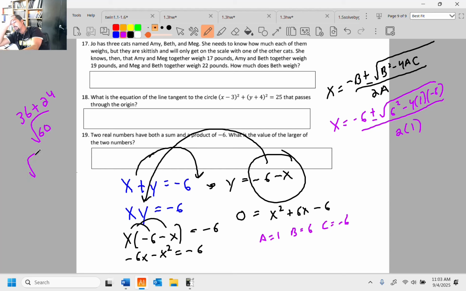So I want you to go back to Algebra 1 and realize that that's the same thing as the square root of 4 times 15. And the square root of 4 is 2, so 2 roots of 15.